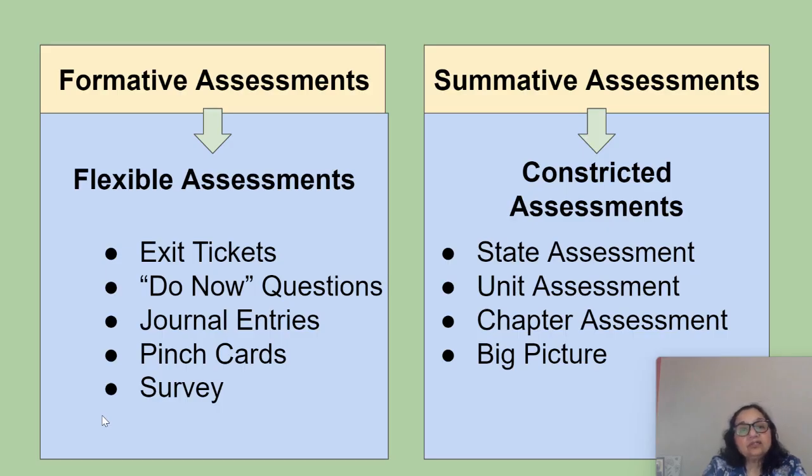So now let's talk about it. Formative assessments are flexible assessments. They are like exit tickets. This is not the complete list: Do Now questions, journal entries, pinch cards, and surveys. Summative assessments are constructed assessments, like state assessments, unit assessments, chapter assessments, and big picture assessments. So these are constructed assessments.